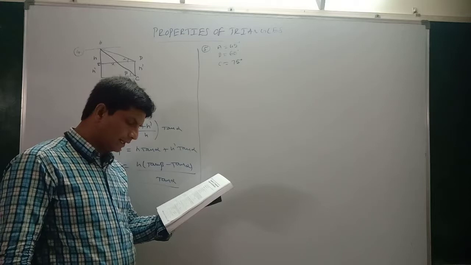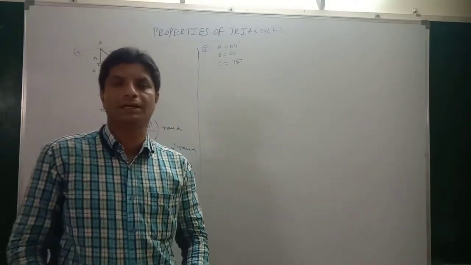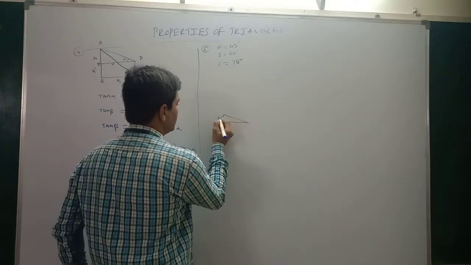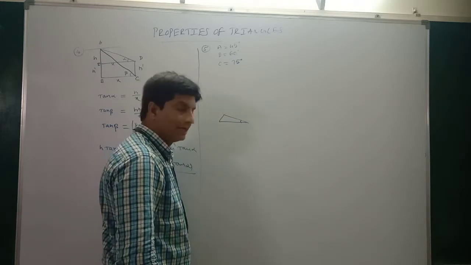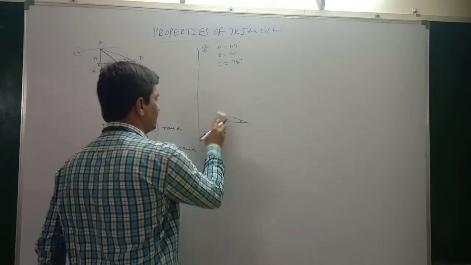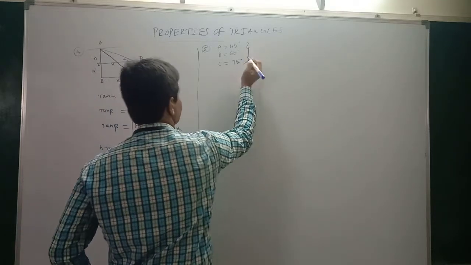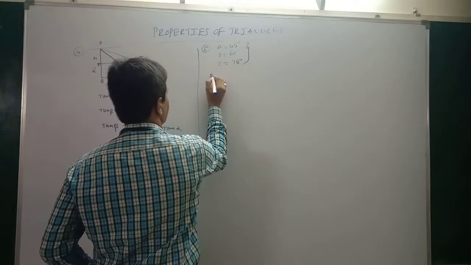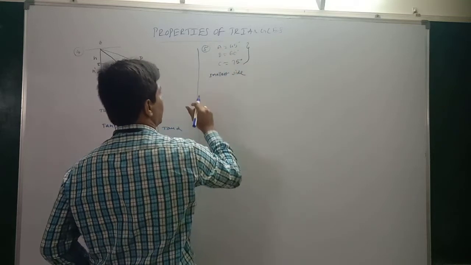Then the ratio of the smallest and the greatest sides. In a triangle, the smallest side is always opposite to the smallest angle. The greatest side is always opposite to the greatest angle. I am going to find the value of the smallest side first. Since I am taking the angle, what is the smallest angle? Capital A. So what is the smallest side? What is the side opposite to the smallest angle? Capital A, small a.